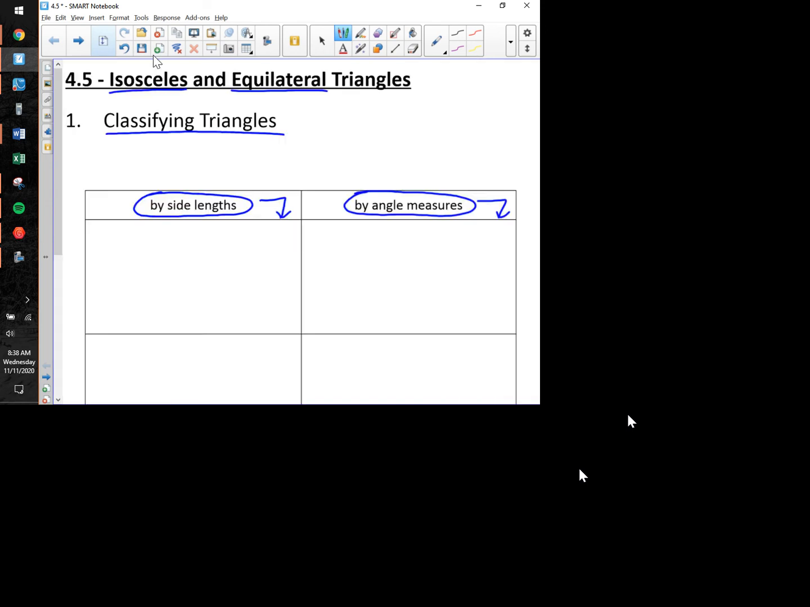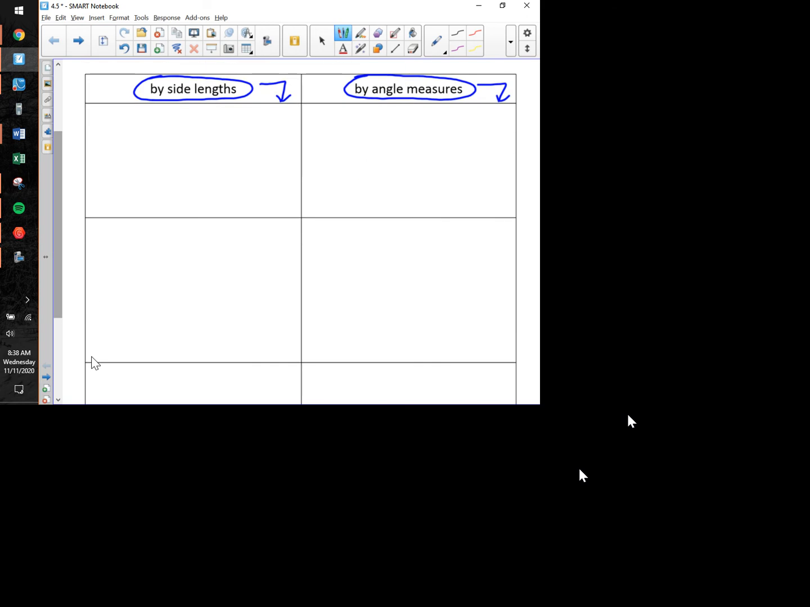So when we talk about classifying a triangle by its side lengths, everybody, 3 different types of triangles we can come up with. And the first one here, I don't know that it matters too much what order we do this in. I'm going to go ahead and talk about, let's go with the most descriptive and specific one first, and that is going to be an equilateral triangle.